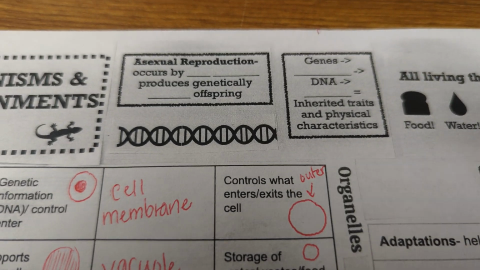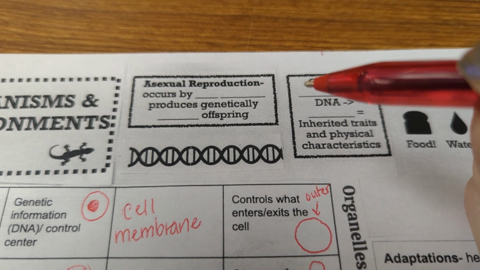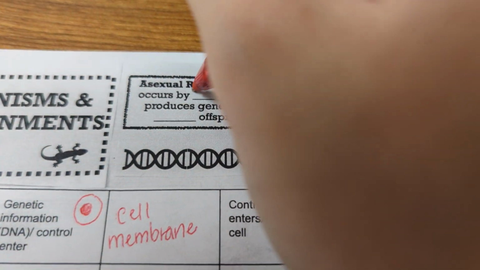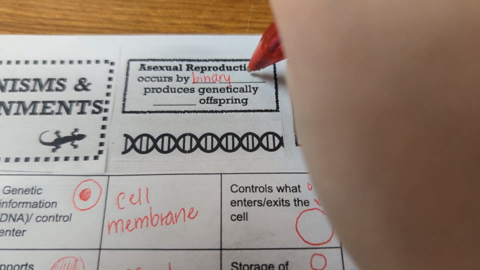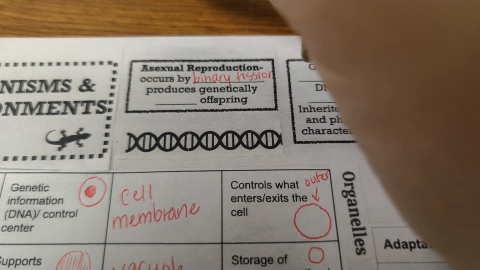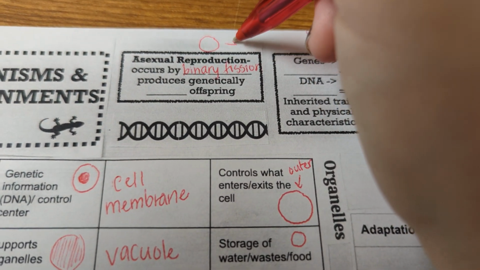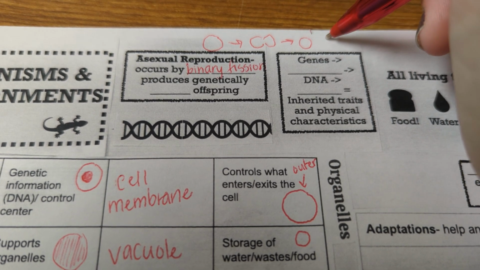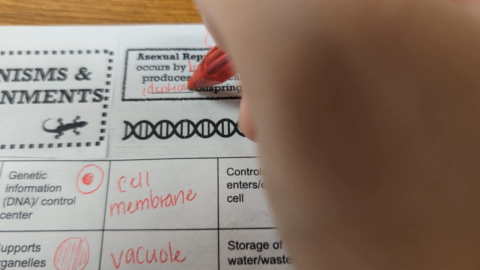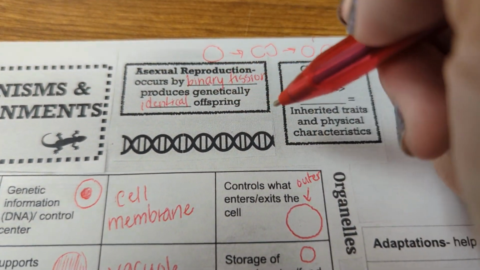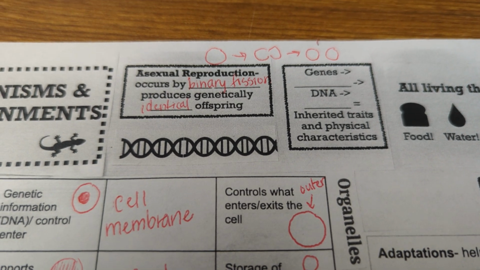Continuing to talk about cells, asexual reproduction occurs by what's called binary fission. That's where you have one cell and it just splits itself into 2 identical cells. So they're genetically identical. And asexual reproduction only needs 1 organism, where sexual reproduction needs 2.